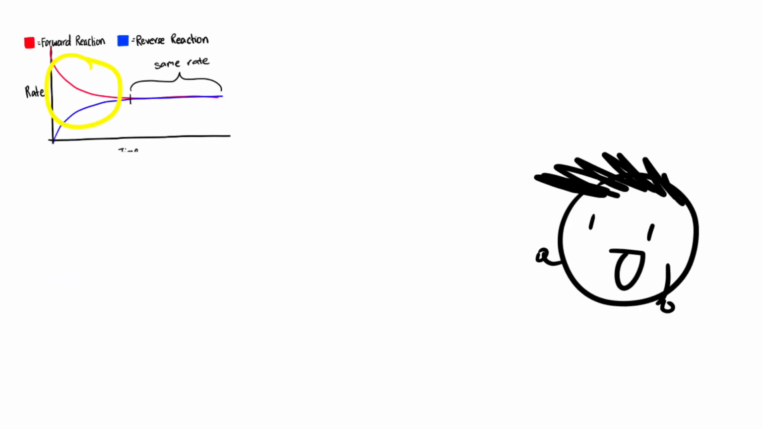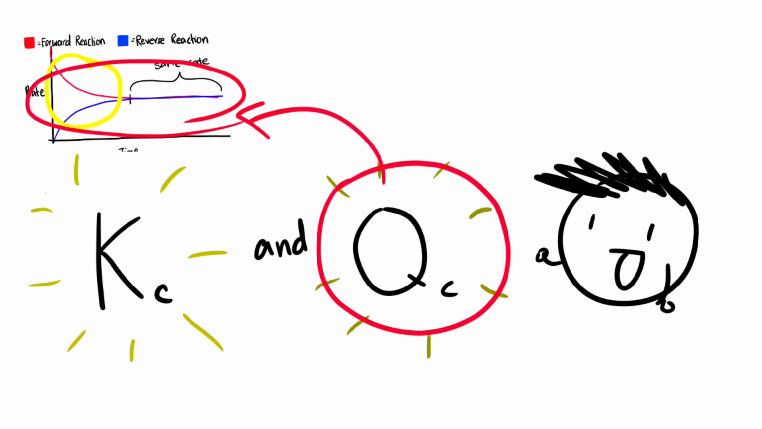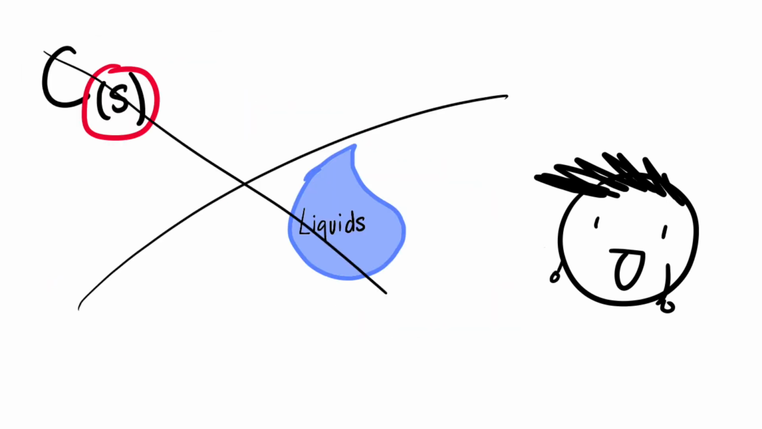A way we can tell if the reverse and forward reaction aren't at the same rate of change is by knowing an equilibrium constant and the reaction quotient. The equilibrium constant is the constant when the system is at equilibrium, and the reaction quotient is the constant at any given time. An important thing to note is that solids and liquids are never included in these calculations because they are constants and don't have changing concentrations or pressures.